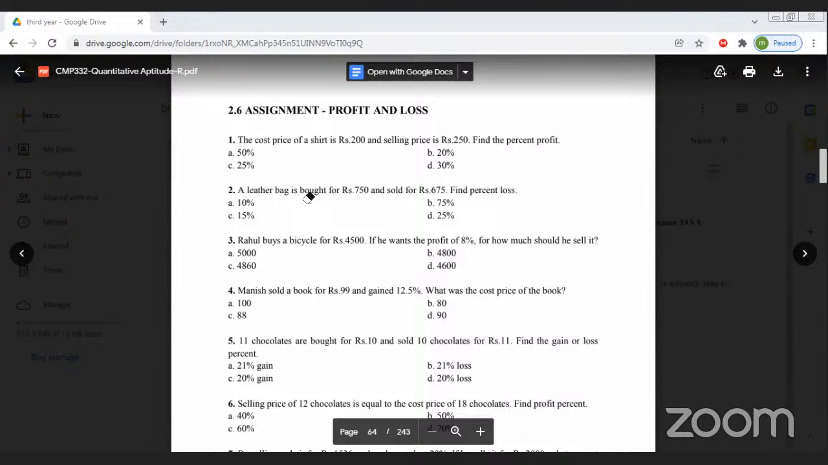Now let's take this one. Similarly, you need to find a percent loss. The formula for that is loss upon cost price into 100.